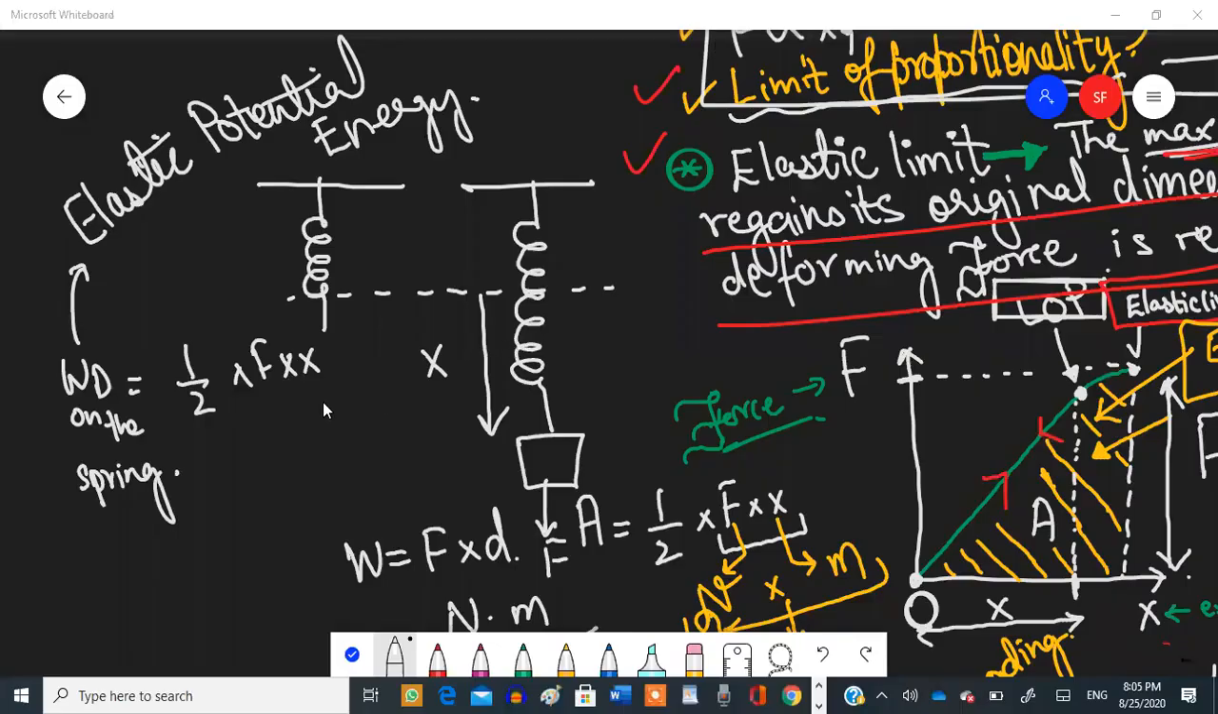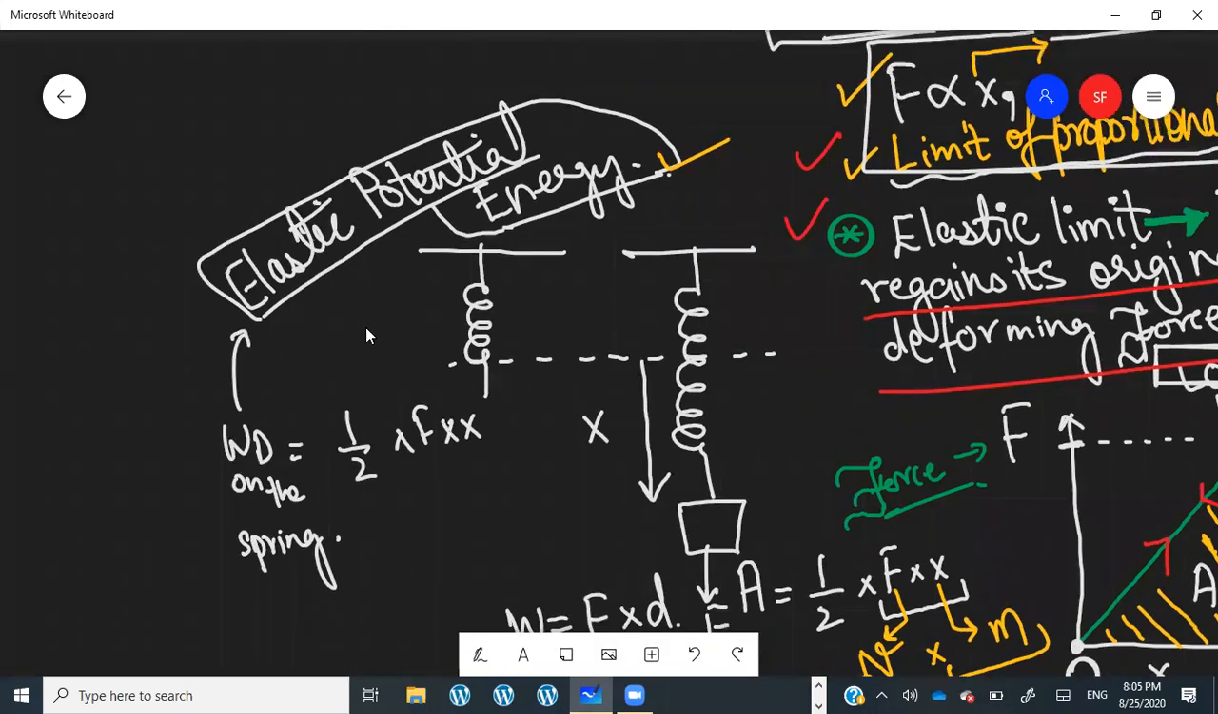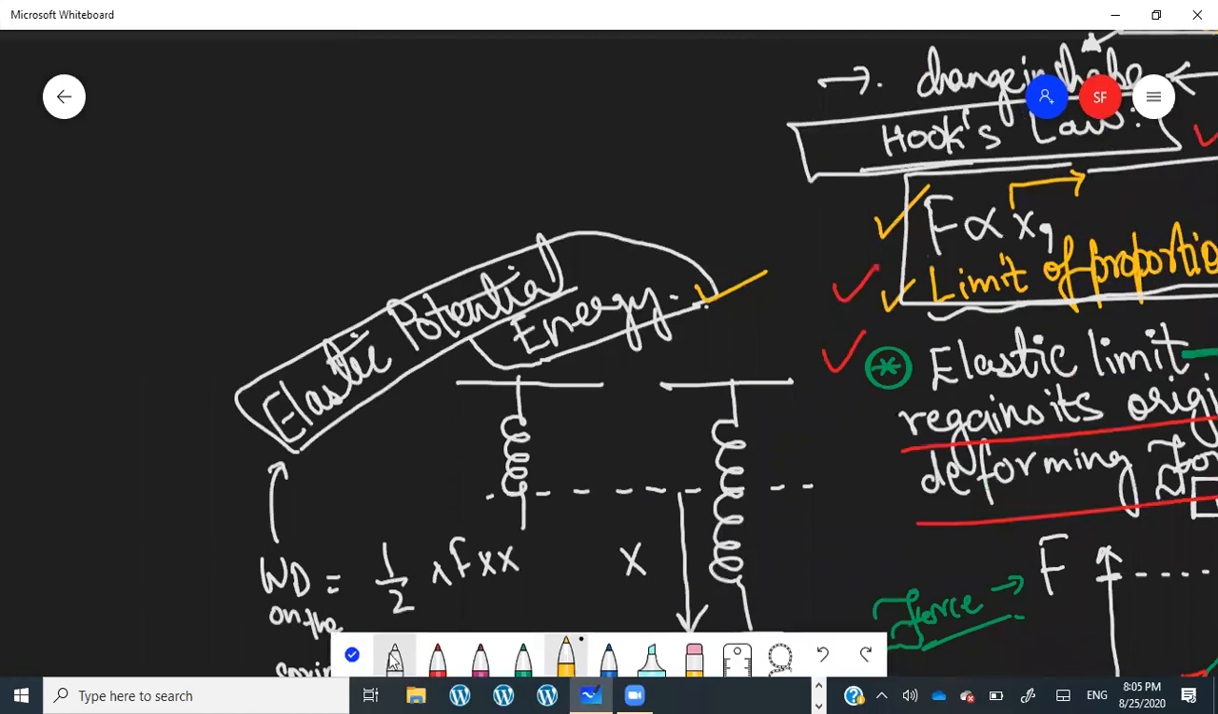Clear? Do you get it? So what does the area represent? Which form of energy? Elastic potential energy. So this is basically the type of energy which is stored inside of elastic objects.